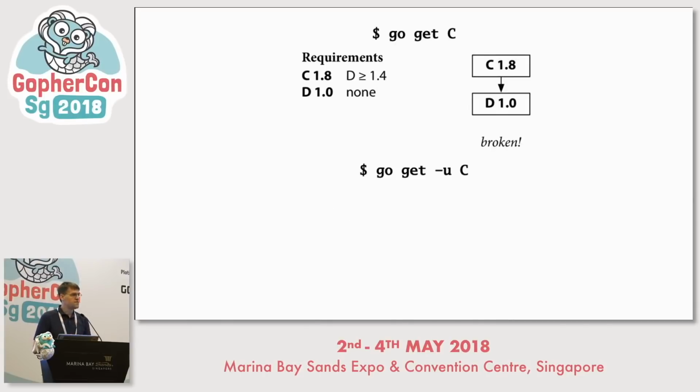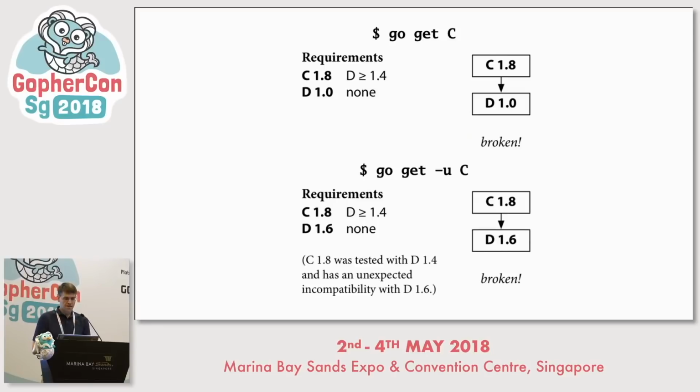Since the build failed, we try again with go get -u C. Unfortunately, an hour ago, D's author published 1.6, which turns out to break C. Because go get -u uses the latest version of every dependency, including D, C is still broken. And now the dependency D is too new. So those are the two ways that go get fails. Sometimes it uses dependencies that are too old, and sometimes it uses dependencies that are too new.